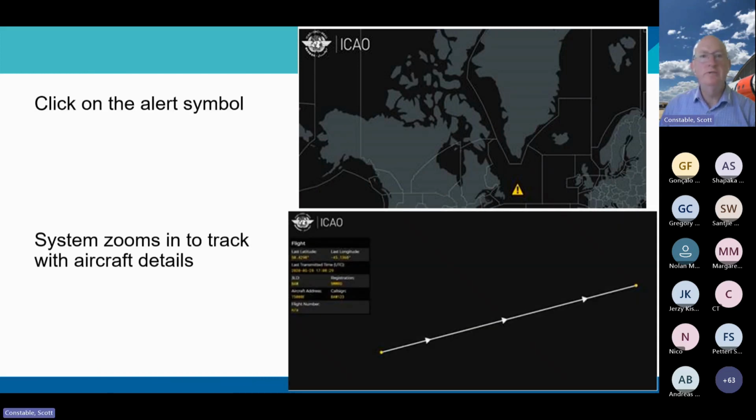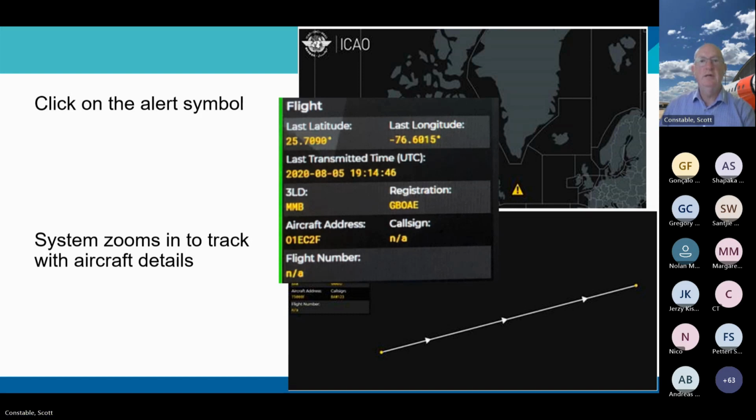And just briefly, this is what's going to occur. You'll see an alert symbol. You can zoom in and you can see some aircraft track details. That's just a zooming in there to the sort of information that you will be able to see. You'll see the time of the position that was transmitted, the identification of the aircraft, etc.